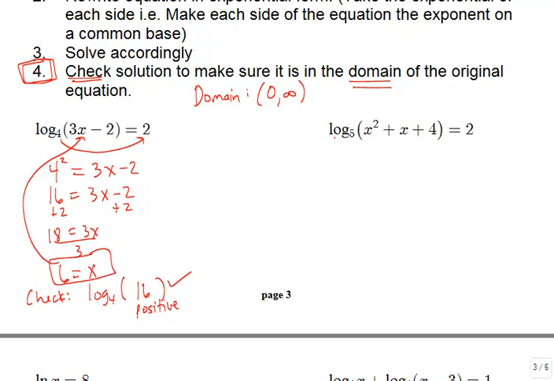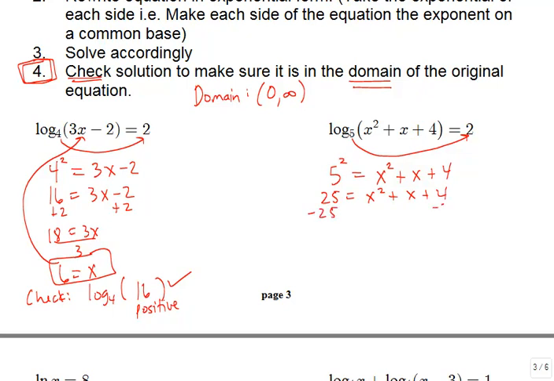Here again, we have a single log. It's isolated. There's no coefficient in front. There's nothing added or subtracted on the side. So we're ready to undo the log right away by rewriting this as an exponential. You take the base of your log, raise it to this number on the right-hand side, so 5 raised to the second, and that has to equal all of this stuff, all of this argument. 5 squared is 25.